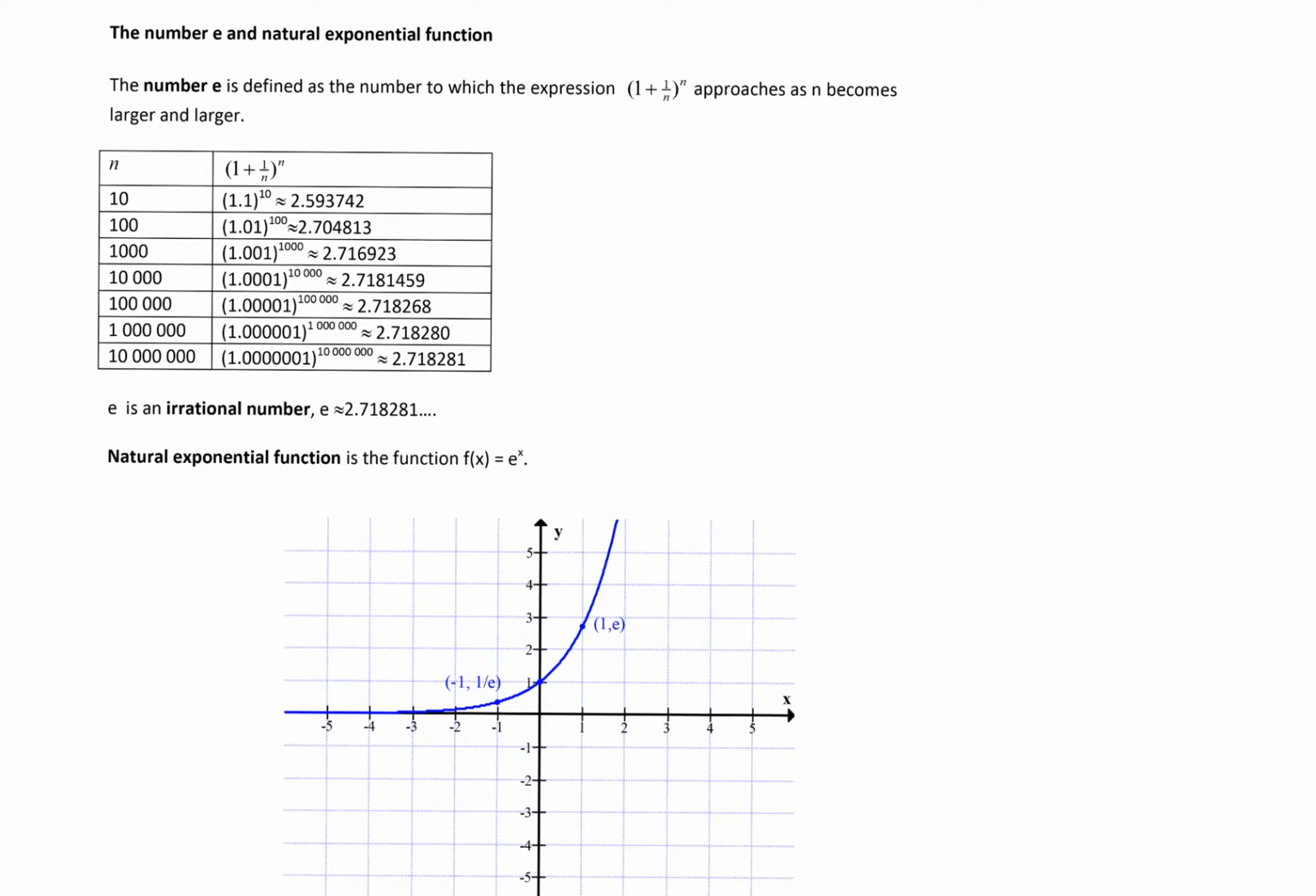The number e is one of the most important constants in mathematics. It can be defined in different ways, and one of them is that it is a limiting value of the sequence (1 + 1/n)^n when n is an integer and increases without bound. That is, n is a positive integer that's getting larger and larger.